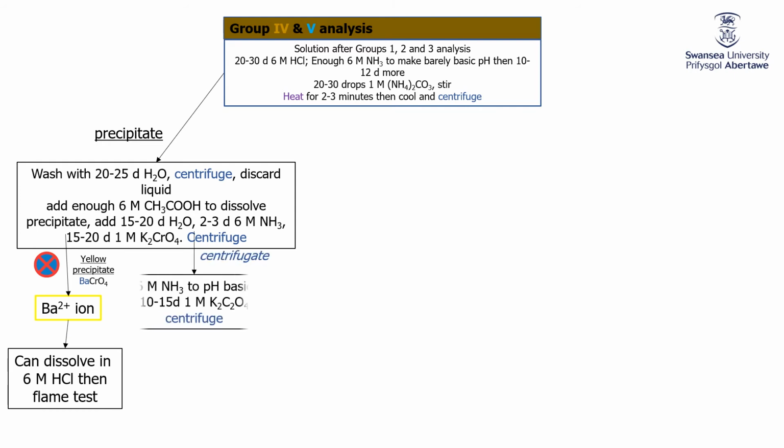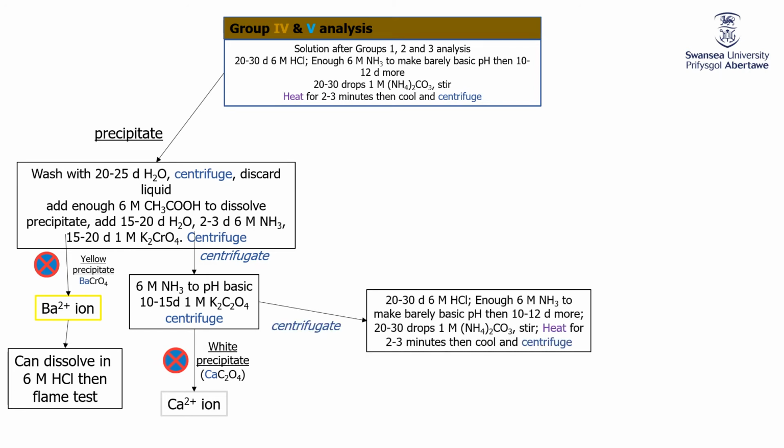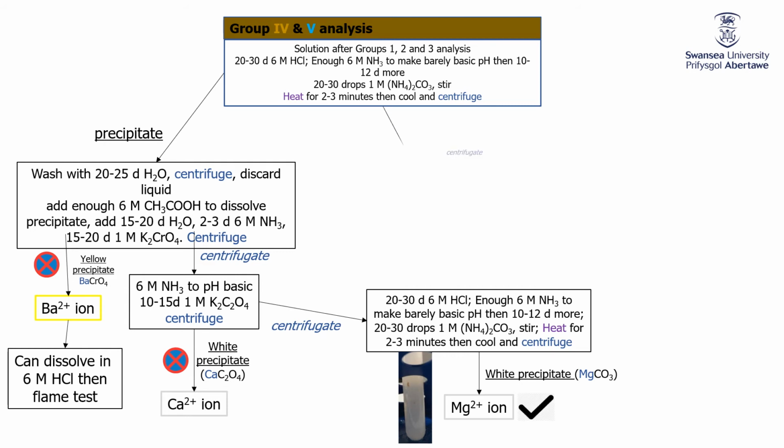And then if we use the same centrifugate from earlier and treat it with a basic pH solution and centrifuge it, we could get a white precipitate if we had any calcium 2 plus ions involved, but in this case there were none present. And if we use the previous centrifugate as well and add enough NH3 to make it basic, we can get a white precipitate to show the presence of magnesium 2 plus ions, which in this case was shown from the experiment in this picture, and which means we had magnesium 2 plus ions in our solution.